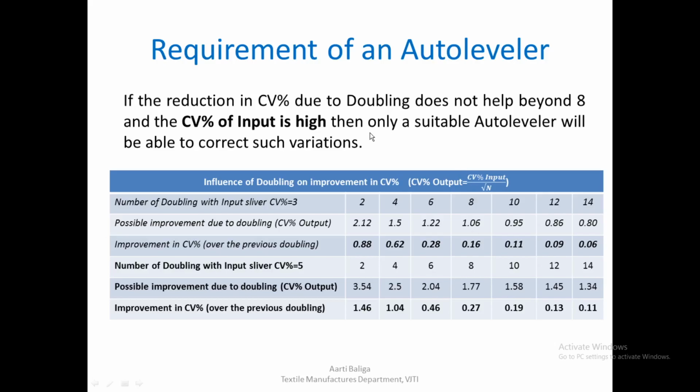So in both cases we see that beyond 8 doublings, doubling of the sliver at the draw frame does not help, and also if the CV of the input sliver itself is high, then again doubling fails to show any great improvement in the CV of the output sliver. So only an auto leveler, a suitable auto leveler, will be able to correct such variations.